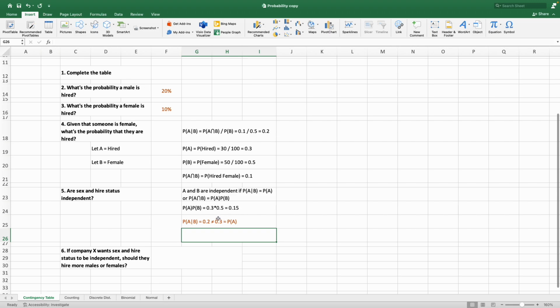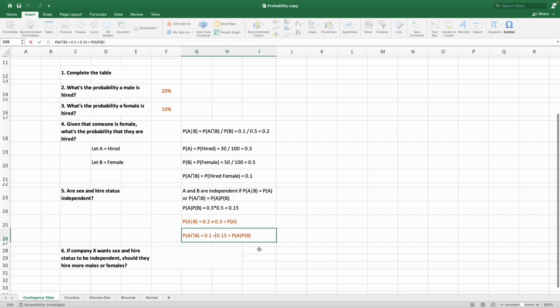Let's see if the probability of A and B is equal to the probability of A times the probability of B. I'm just going to come up here and copy and paste the probability of A and B so I don't have to do the whole insert symbol thing again. Paste it here. We found that this was equal to 0.1, and we need to see, is this equal to the probability of A times the probability of B, which we found to be 0.15? And is this a true statement? No, of course it's not.